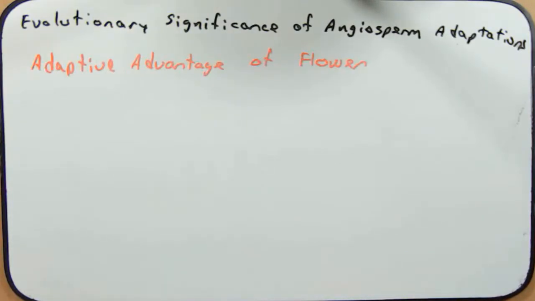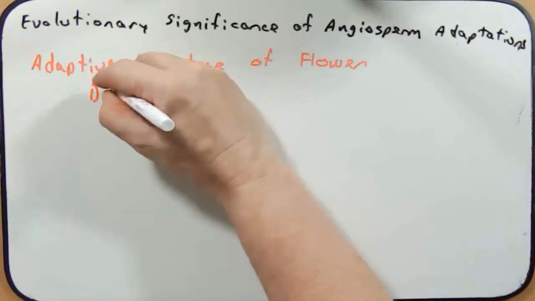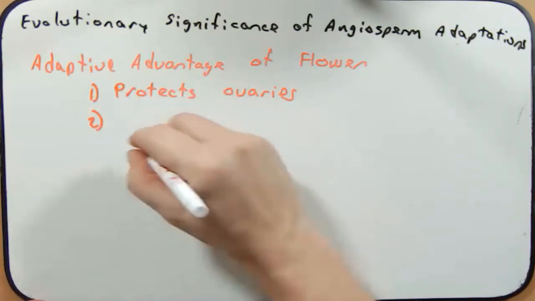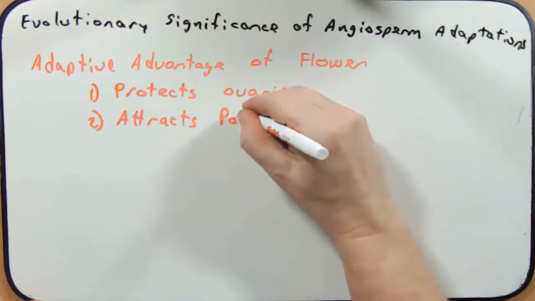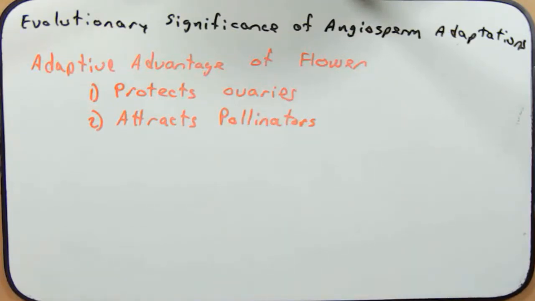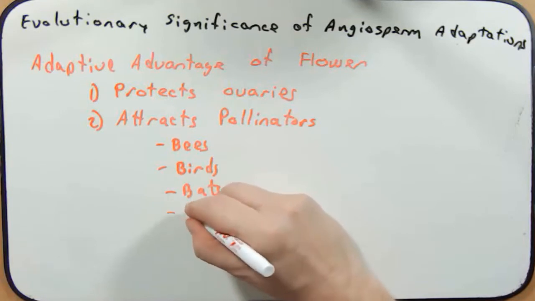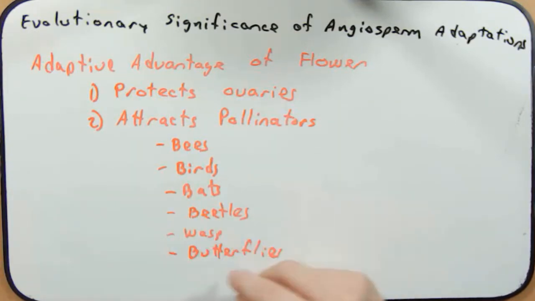Before we move on to talking about the fruit, let's ask, what is the adaptive advantage of a flower? Well, from the drawing, you saw a few things already. One is that it protects the ovaries. And one of the main advantages is that the flower attracts pollinators. These are animals that will remove pollen from one plant and take it to another plant. And so some examples of pollinators are bees, birds, bats, beetles, wasps, butterflies, and moths. A whole variety of different animals that can act as pollinators. And we're going to come back to this later on when we talk about coevolution and adaptive radiation.